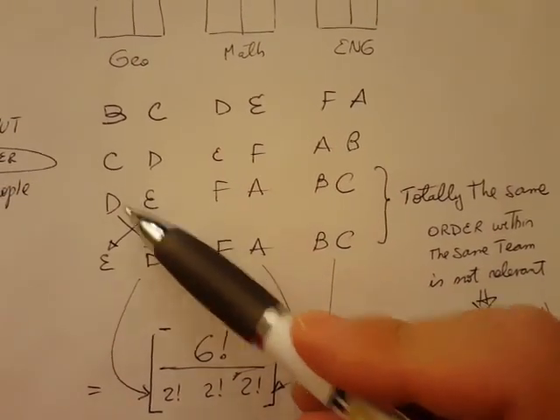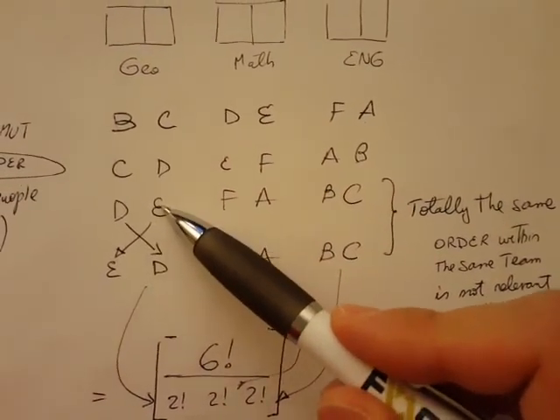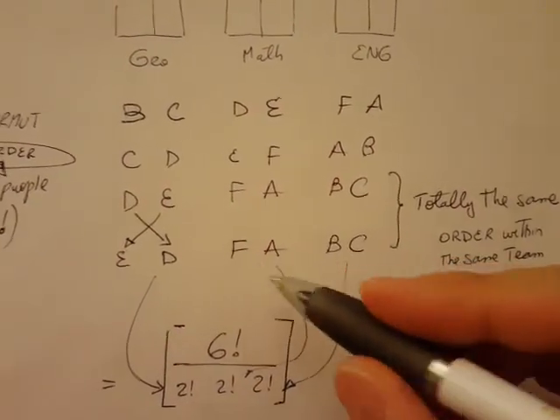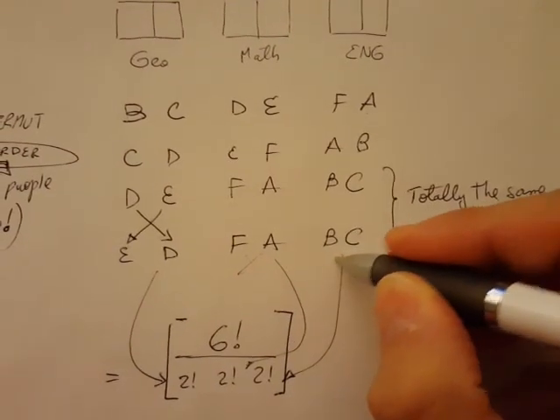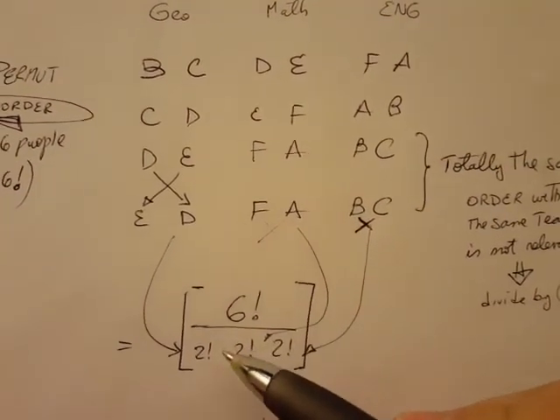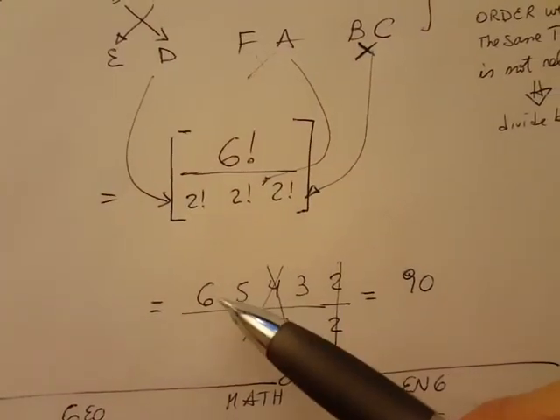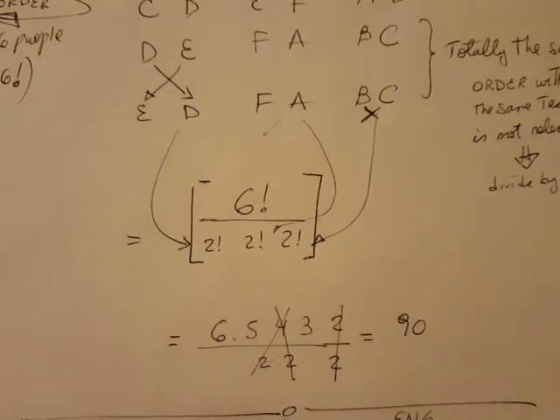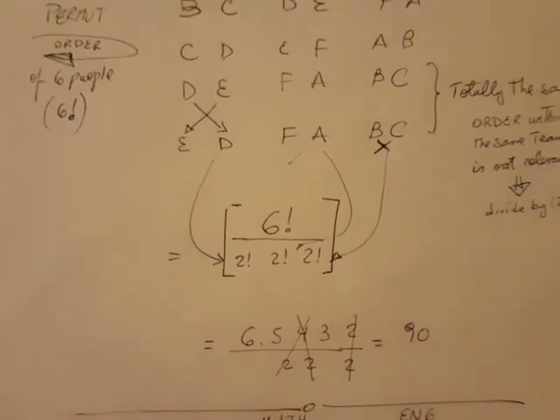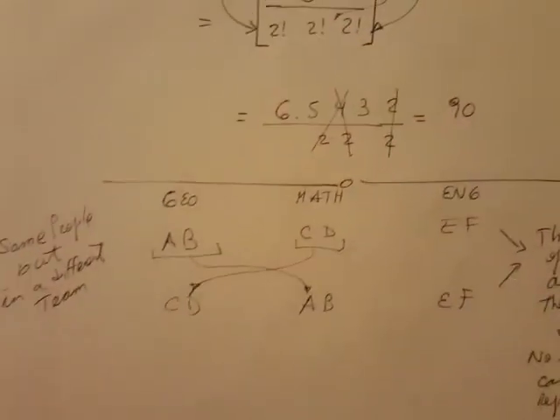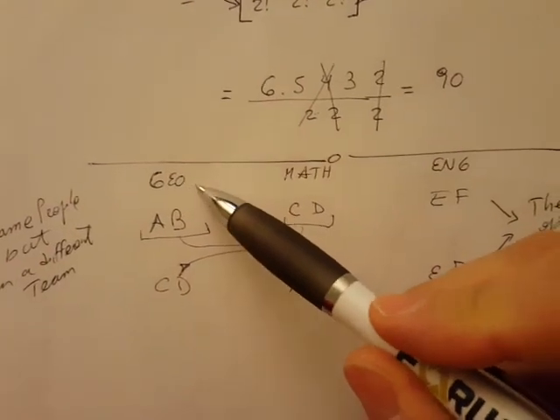Literally for every case, you have another case, and you only want to count once, so you need to divide by 2 factorial for this team, you need to divide by 2 factorial if you're swapping these two, and you need to divide by 2 factorial if you're swapping these two. So it's 6 factorial divided by 2 factorial, 2 factorial, 2 factorial. When you compute this, you cancel all the 2's and you end up with 90 options, which is the right result. No problem.